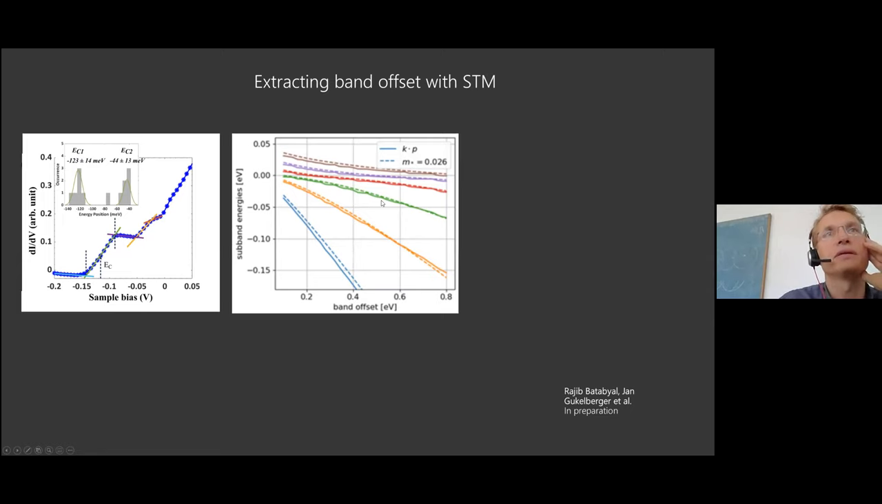And with that, we can use some calculations done by Jan Gugelberger from Microsoft, where he has calculated k·p and also Schrödinger-Poisson using the bulk effective mass. Then, looking at the positions of these confined states, we can find the band offset, what we expect the band offset to arise at the interface.